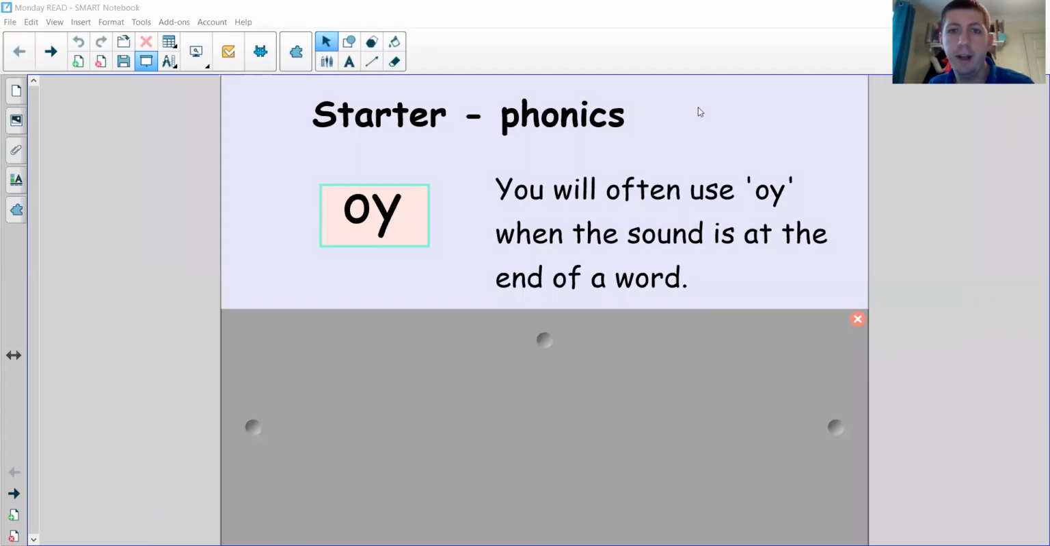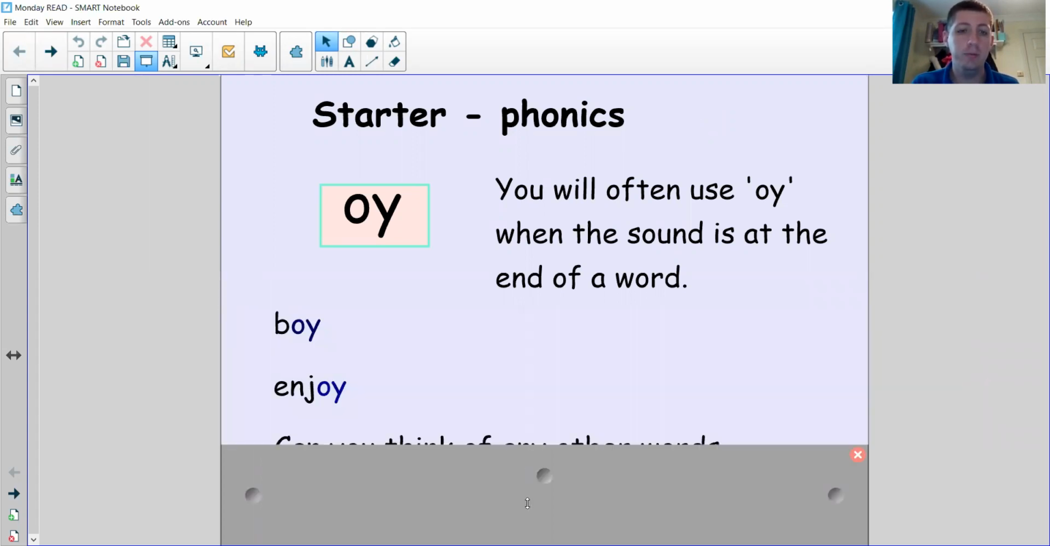We're going to start our lesson today with a phonics starter, and we're going to be looking at the oi sound using two different graphemes. So first of all, we're going to look at the oi sound using the letters O and Y to make the oi sound. Usually, the letters O and Y would be found at the end of a word when making the oi sound. So here are some examples.